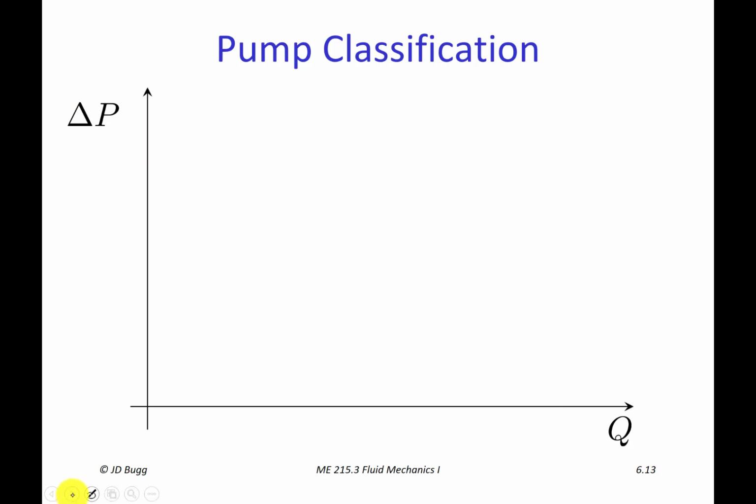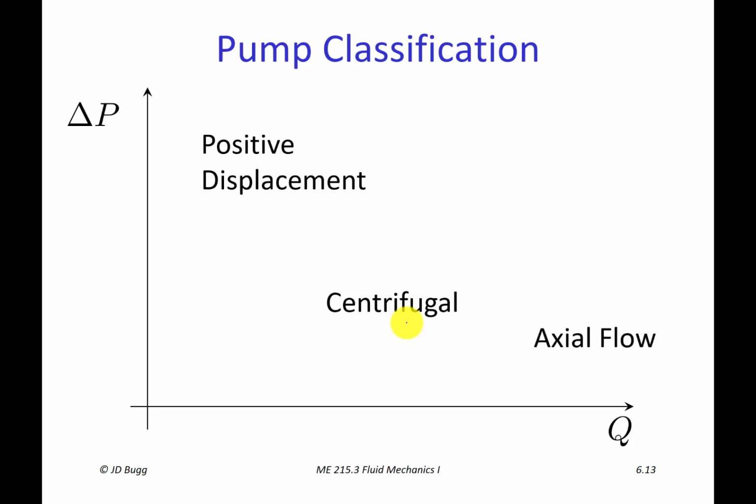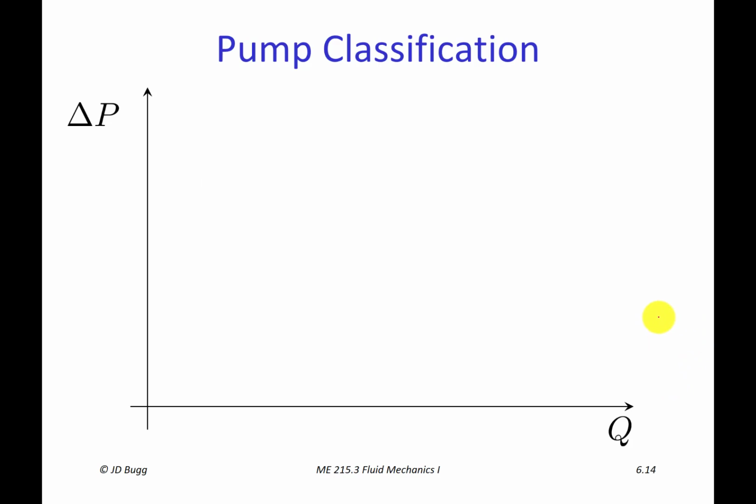As we said when we were looking at these different types of pumps, positive displacement pumps tend to work well for low flow rates and high pressures. So positive displacement pumps we'll find work in that region of the delta P versus Q space. Centrifugal pumps are middle of the road. So moderate flows, moderate pressure increases, we would find centrifugal pumps being used. Axial flow pumps will be at higher flow rates and lower pressures. So we see positive displacement there, centrifugal pumps in the intermediate region, and axial flow pumps at the higher flow rate region.